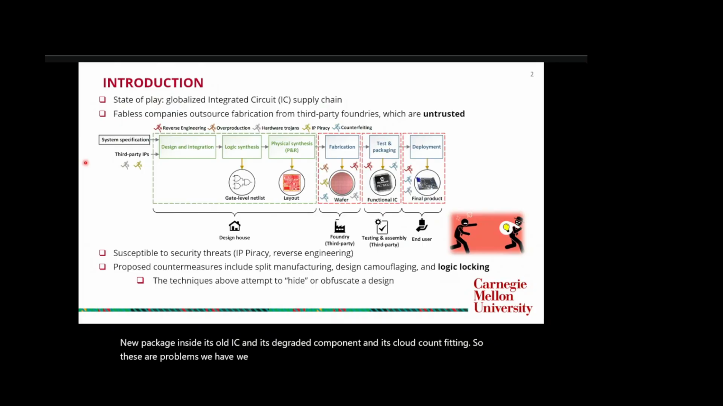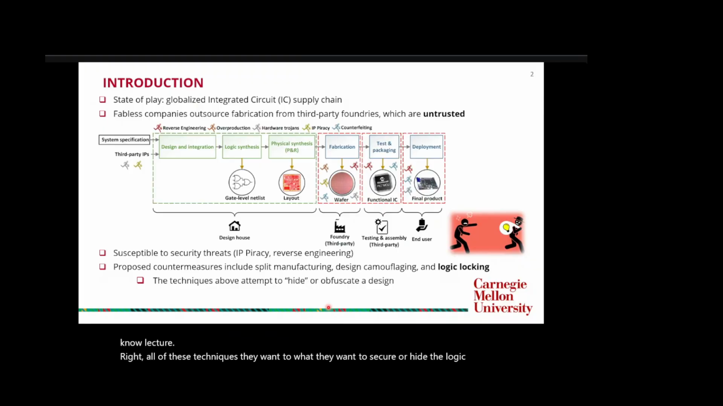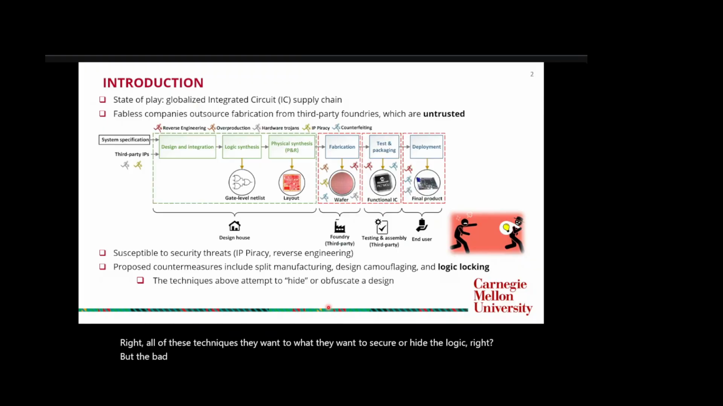We have a global scenario now. What are the problems? So there are solutions, right? The solution is distributed manufacturing. I will explain what it actually is. Then we have design control logic. Logic locking we discussed in the last lecture, right? All of these techniques, what do they want? They want to secure or hide the logic, right? But the bad news is that none of them is adopted on a commercial scale. They were used for military purposes, but none is adopted as a standard in the industry.